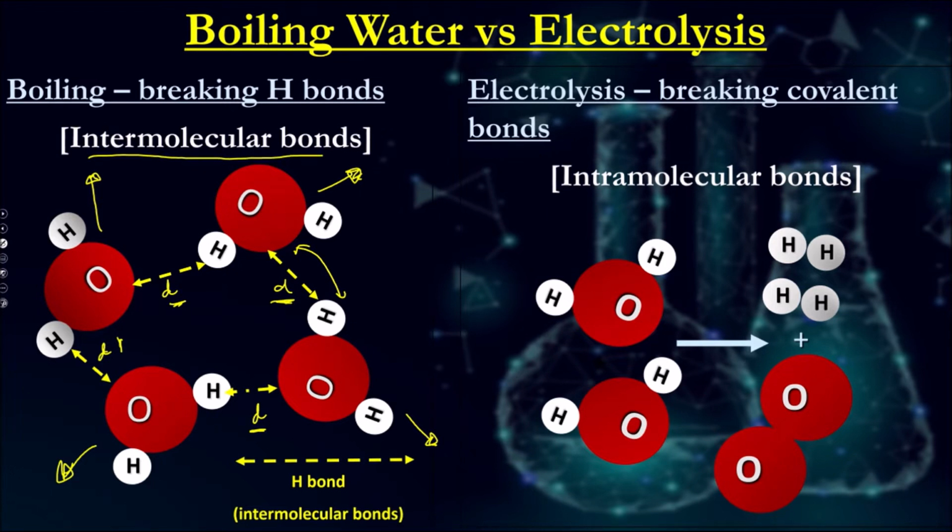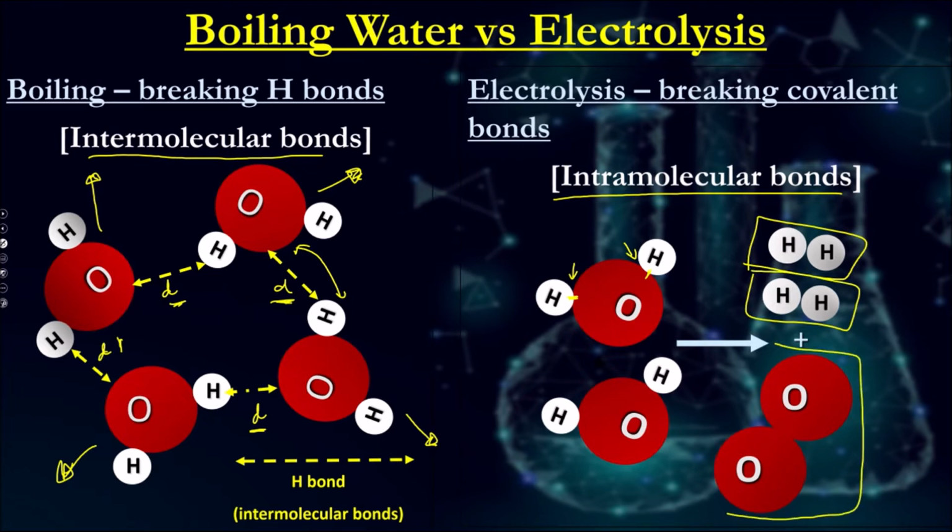When we're completing electrolysis, however, we're actually trying to break the intramolecular bonds between the hydrogen and the oxygen. What electrolysis does is use electrical energy. That electrical energy will kickstart a chemical reaction where the water will decompose the bond between the oxygen and the hydrogen atoms, and they will form the individual hydrogen atoms here and the individual oxygen molecules over here as well. So that's the main difference between the two.